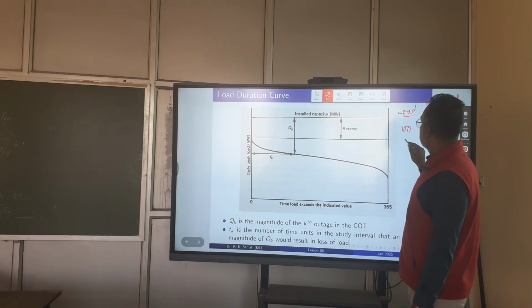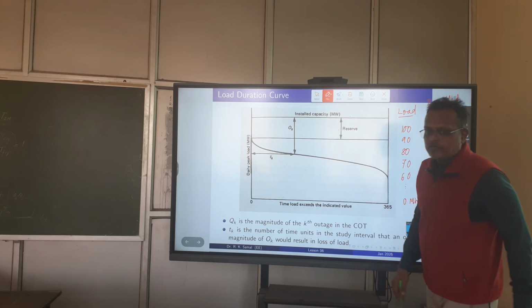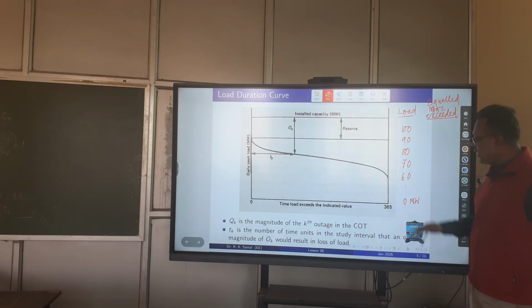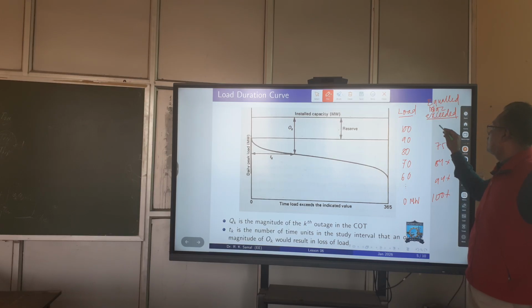suppose these are the loads 100, 90, 50, 70, 60, and so on up to 0 megawatt. So for how much time does the load exceed 0 megawatt? It should be 100%. Similarly, it will go on reducing: 94, suppose 84, 75, 69, like that.